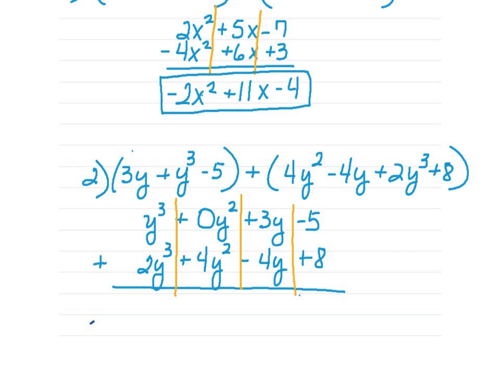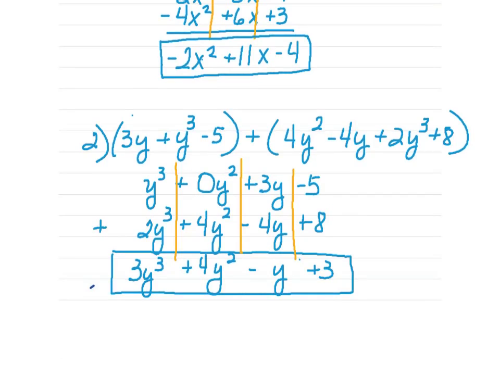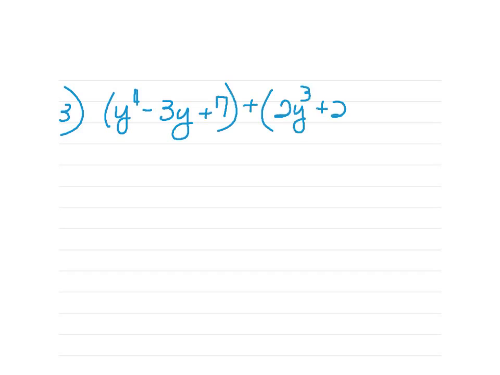Now we can add. We have 3y cubed plus 4y squared minus 1y, or just plain y, plus 3. Try number 3 on your own. y to the 4th power minus 3y plus 7 plus 2y cubed plus 2y minus 2y to the 4th minus 11. Please pause the video as you work this problem out on your own, and then press play to check your answer.